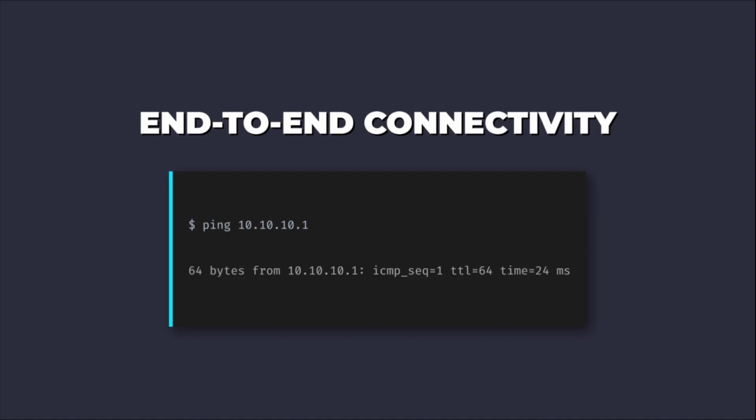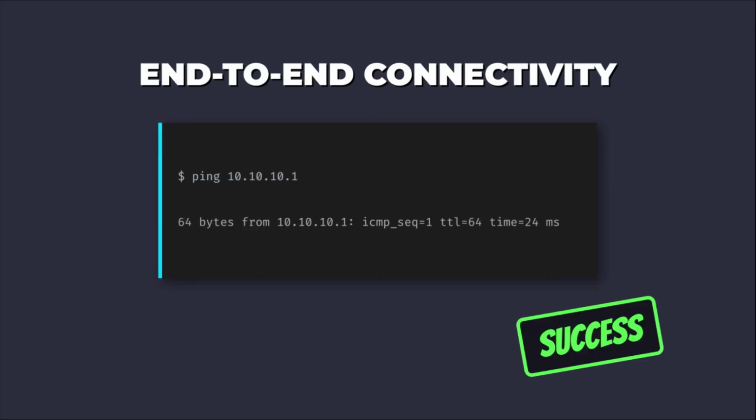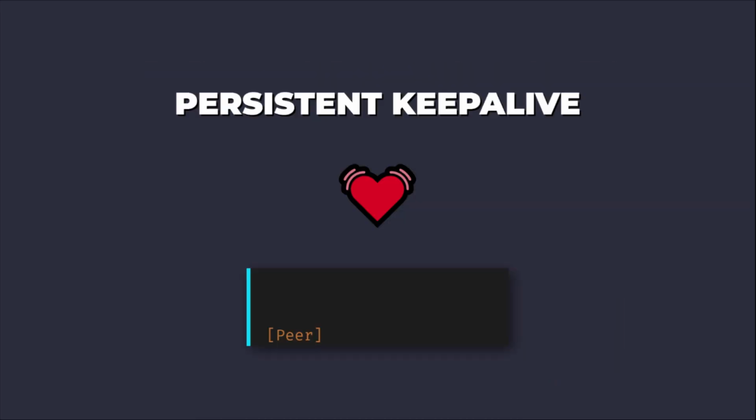Test end-to-end connectivity by pinging the server's tunnel IP, 10.10.10.1, and then a target device on the industrial network, such as a programmable logic controller at 192.168.50.10. Successful ping confirms routing via network address translation is functional.